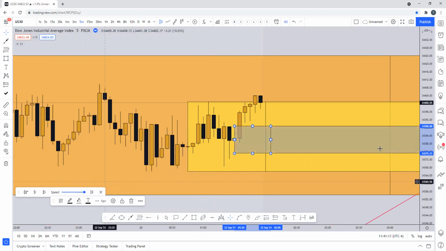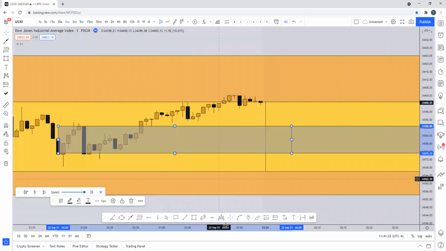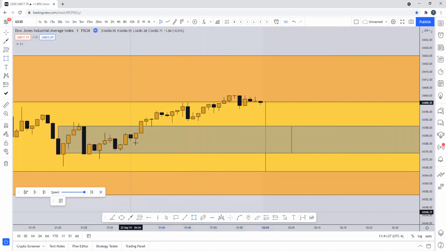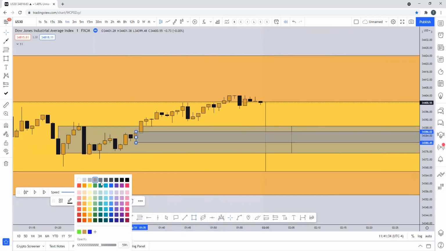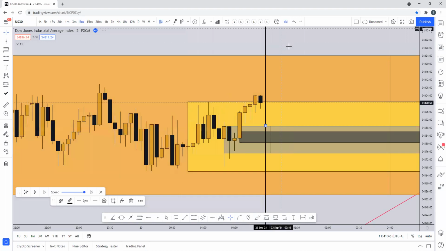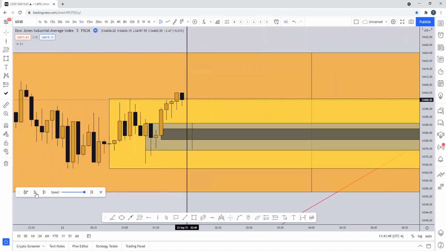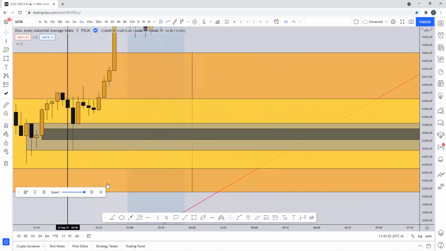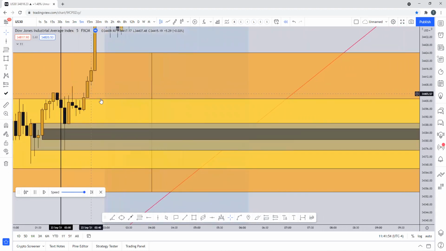I'll just do a light color. I'm looking to enter somewhere in here. Will be good for my entry. Go to my 1 minute and see if we can drop down just a little bit more. This will be my area of interest. I'm going to put a line here so we know this is where it pretty much stops. And now we're just going to play it out and see. I'll play it out on the 5-minute and see how price goes into it. And as you can see, we definitely went into it.